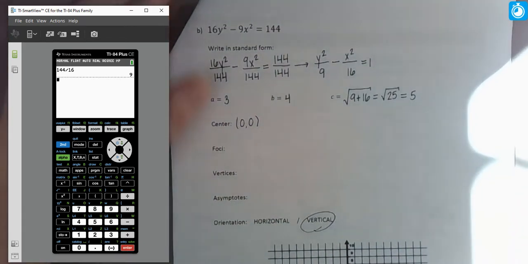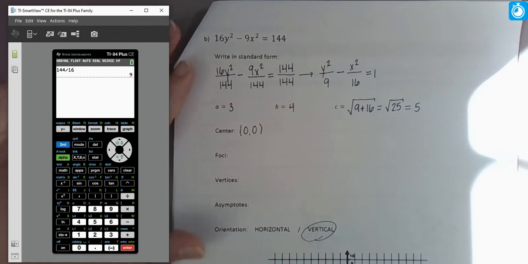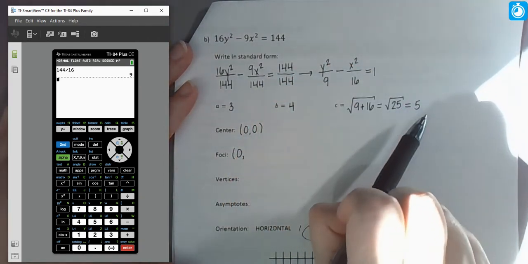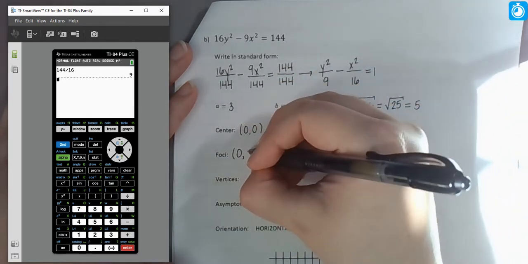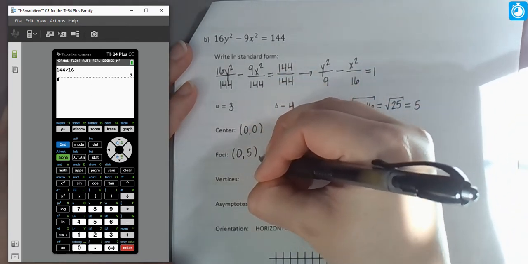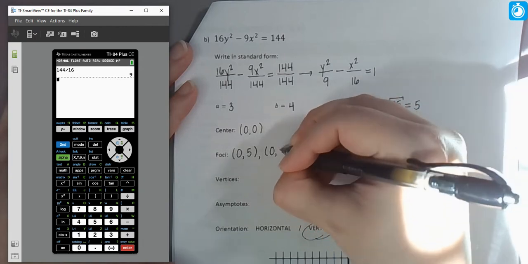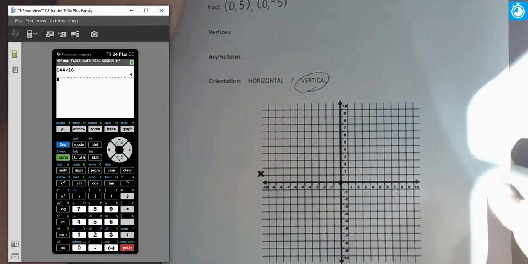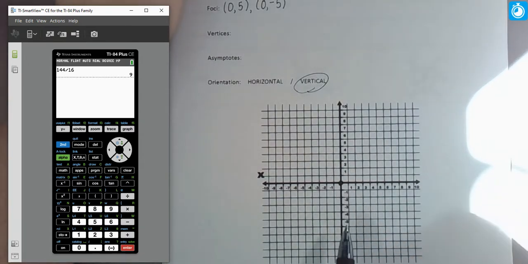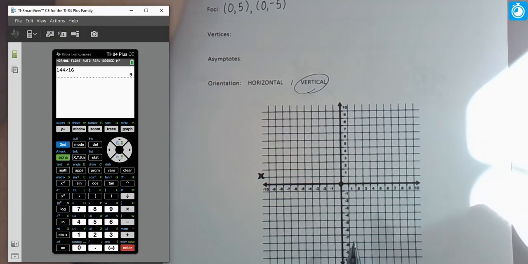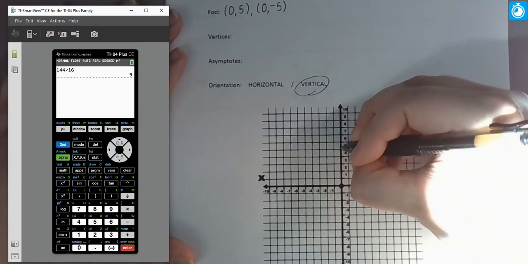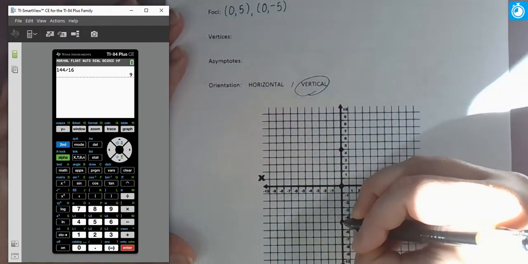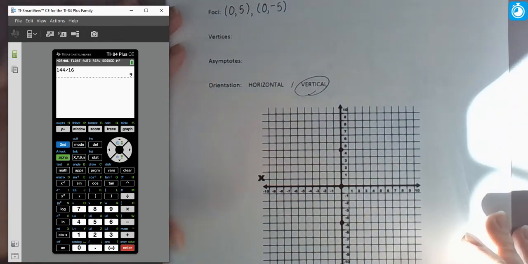the center. So the x coordinates of our foci are still going to be 0, but the y coordinate is going to increase and decrease by c, which is 5. So we have a focus at 0, 5, and a focus at 0, negative 5. And if we want to graph those, we can. In this case, let's just graph them to see how they relate to the actual branches we're going to graph. So 0, 5, and 0, negative 5.